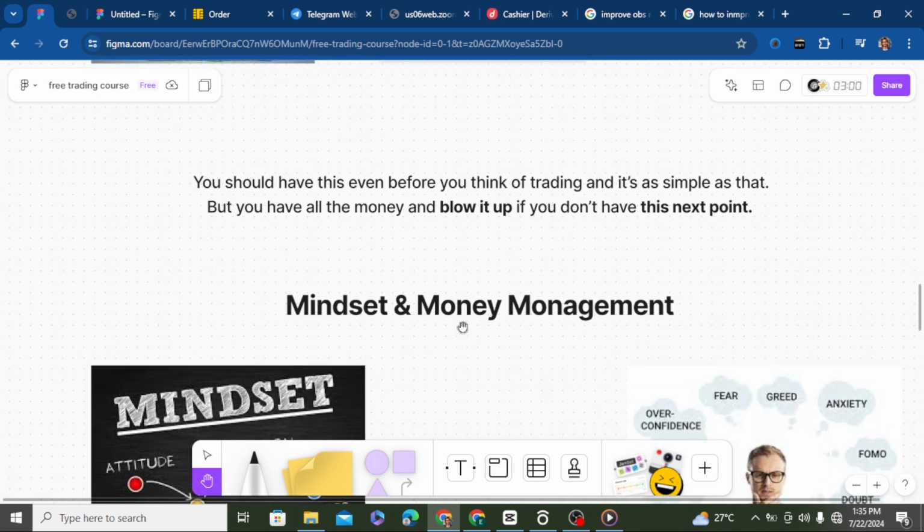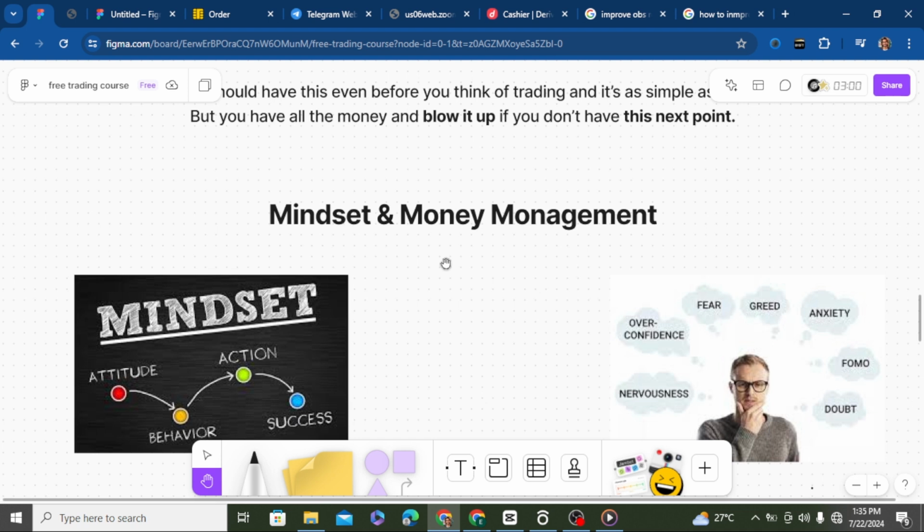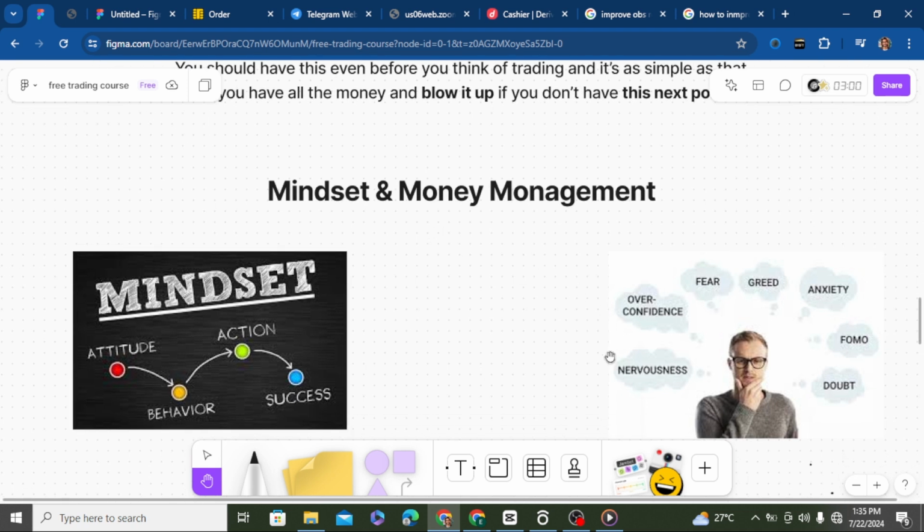Money management and your mindset, this is so crucial. I can't emphasize this enough. I'm not going to come here and tell you about overconfidence and fear, you already know all this. I'm not going to break it down word by word. When I found this, I was like, oh, this is so true.